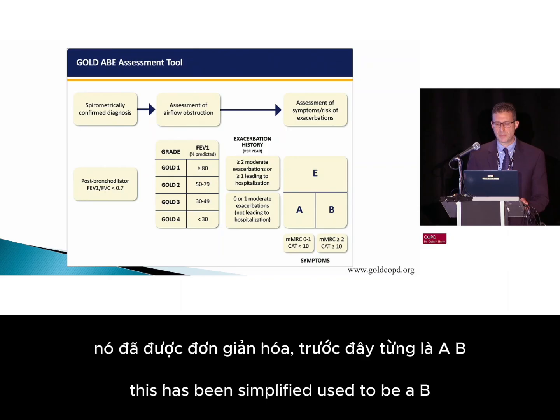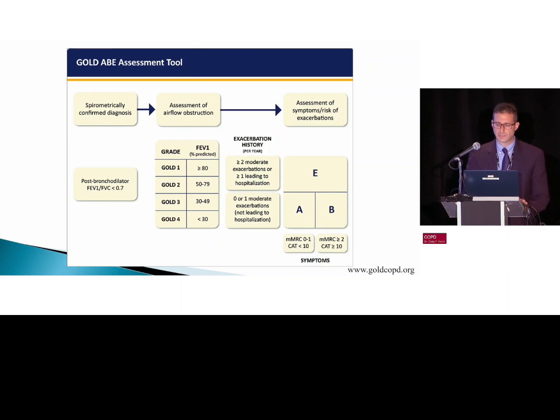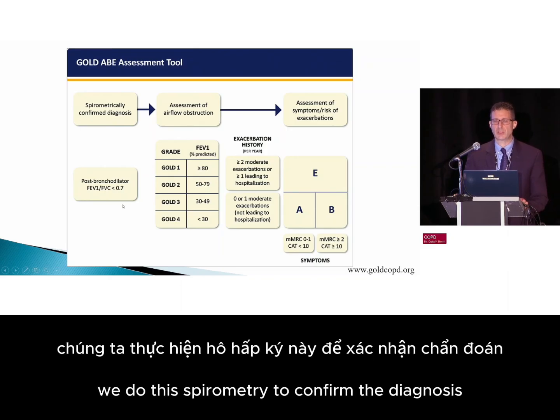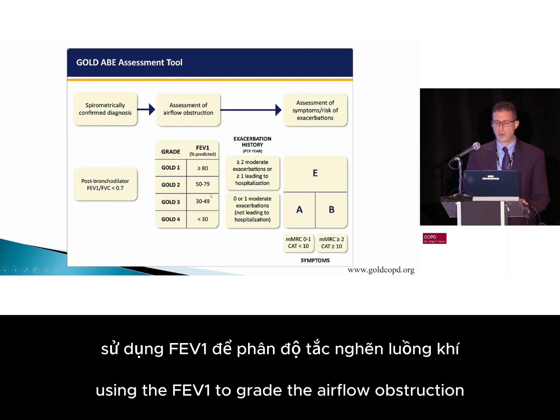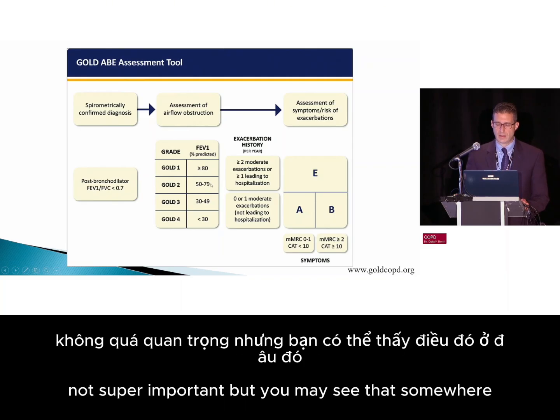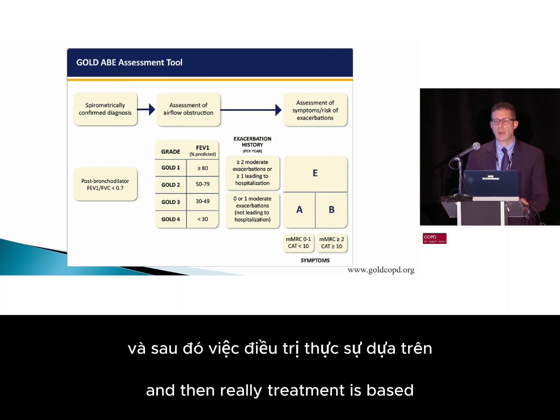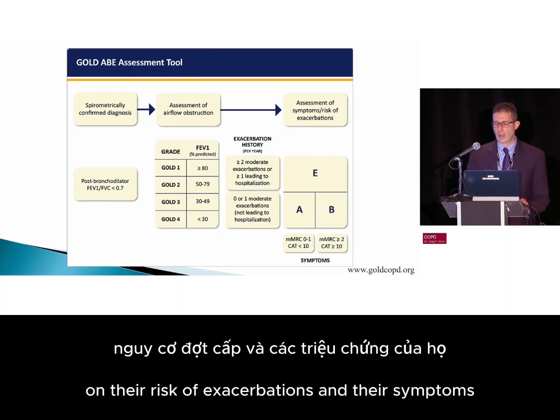This has been simplified. It used to be ABCD. So we just start on the left. We did the spirometry to confirm the diagnosis. Use that fixed ratio of FEV1/FVC less than 0.7, using the FEV1 to grade the airflow obstruction. Again, not super important, but you may see that somewhere. And then really treatment is based on their risk of exacerbations and their symptoms.